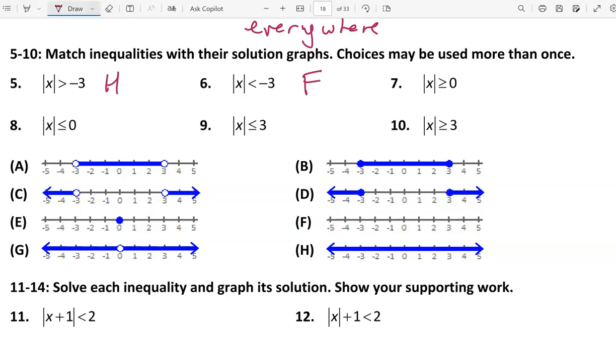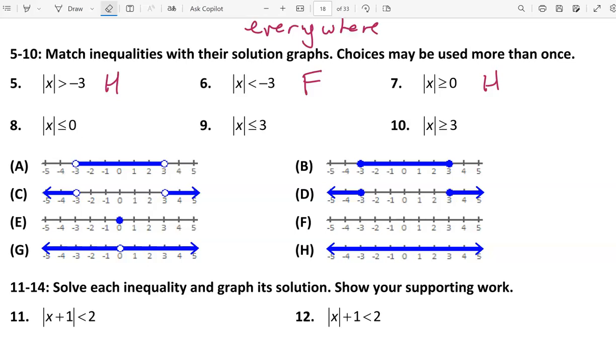The absolute value of x is greater than or equal to 0. So no matter what value of x I use here, its absolute value will always be greater than or equal to 0. So a distance is always greater than or equal to 0. So that's every number. So we're going to match with h again.